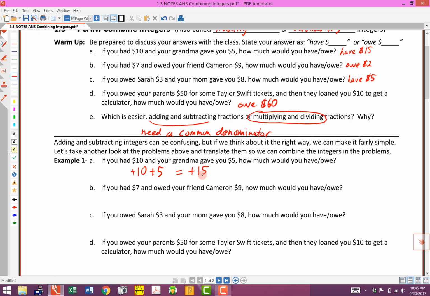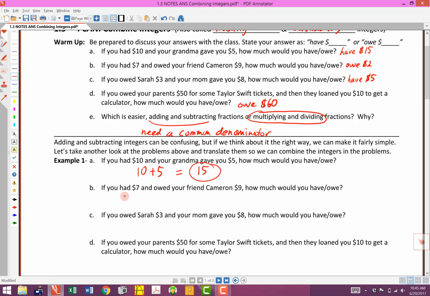Now you'll notice that I can erase this sign, and we assume that that one's positive. And if I wanted to, I could erase that sign. And this becomes a problem from elementary school. We already know the answer to this one. 10 plus 5, of course, is 15. Now that matches up with what we have up here. Have 15. That's going to be a positive $15. That's the same thing as we got here.